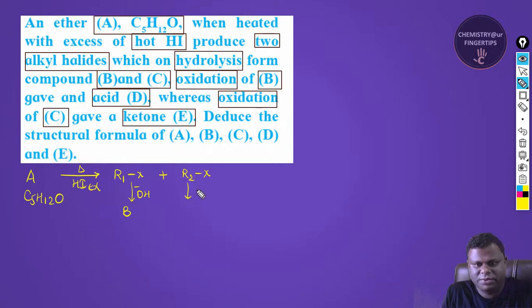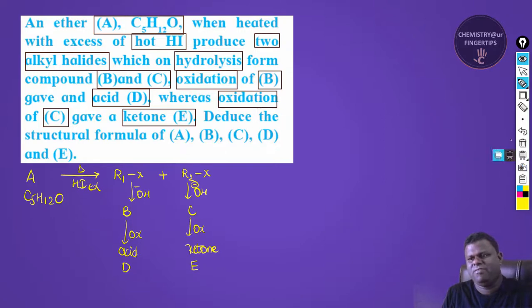And this on hydrolysis, we already know it's going to be an alkaline hydrolysis. This is going to give you C, right? So you have B and C over here, correct? Now oxidation of B, okay? So now let's see, B oxidation, it's going to give you an acid, right? This acid is D. Now here the oxidation is going to give you a ketone E. Okay, so this is basically the entire flow chart or anything that you would say, right?